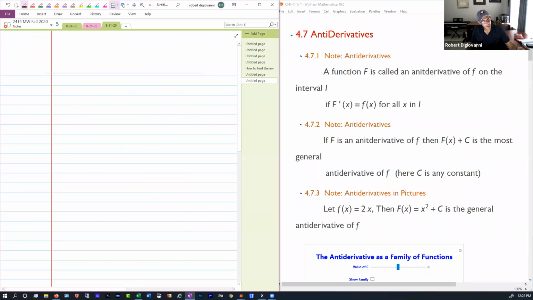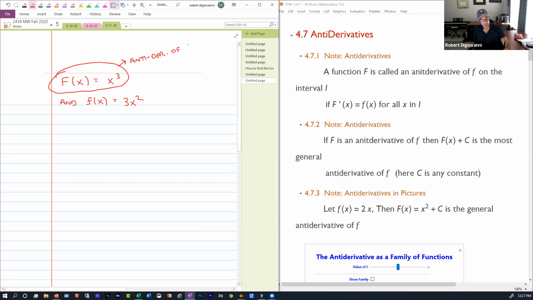So as an example, if I say capital F of x is equal to x cubed, and little f of x is equal to 3x squared, then what we can say is that this guy right up here is called the antiderivative of 3x squared, okay? Why is it the antiderivative of it?